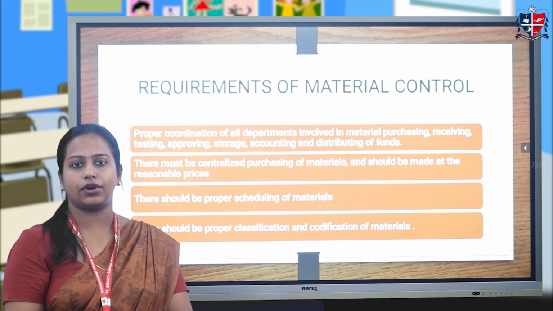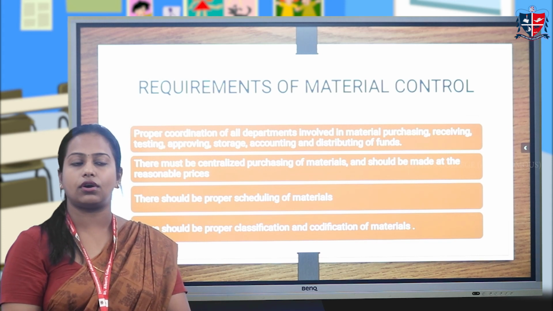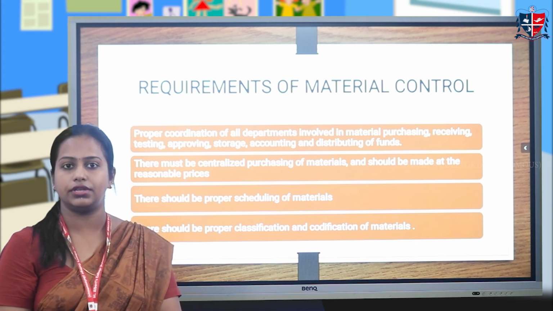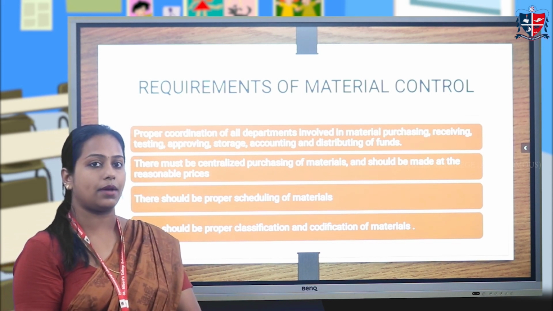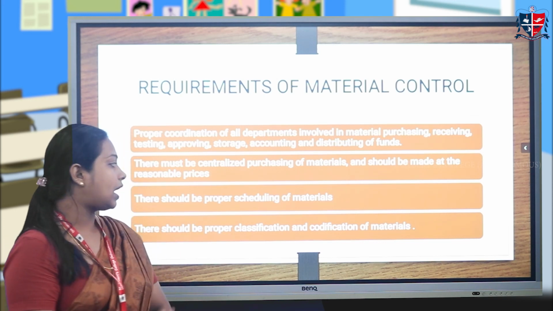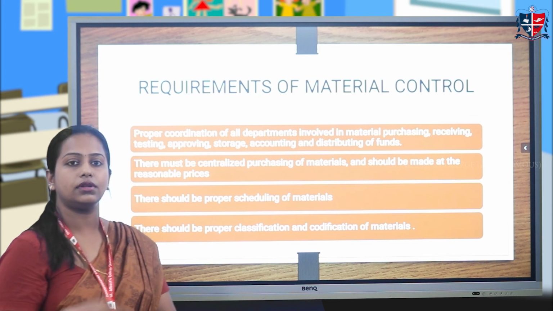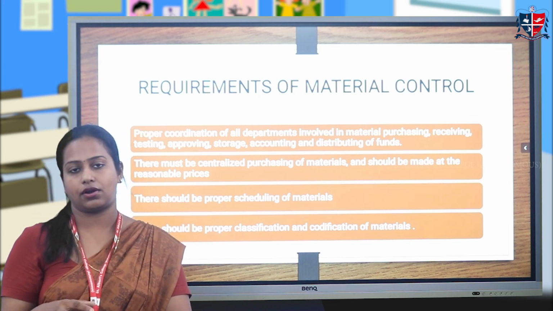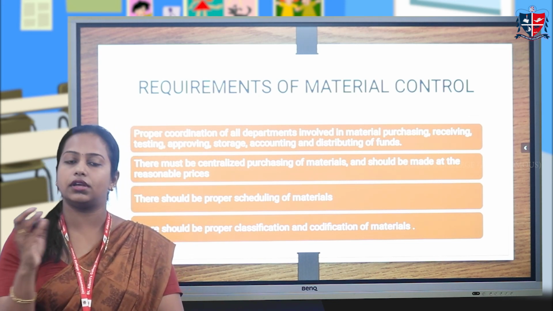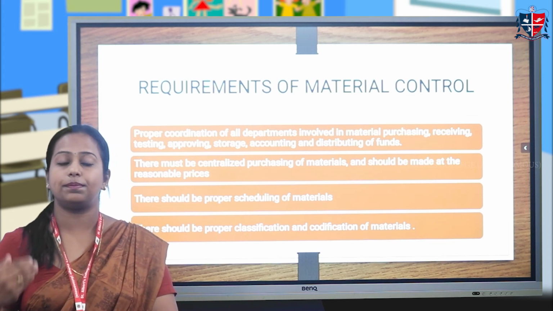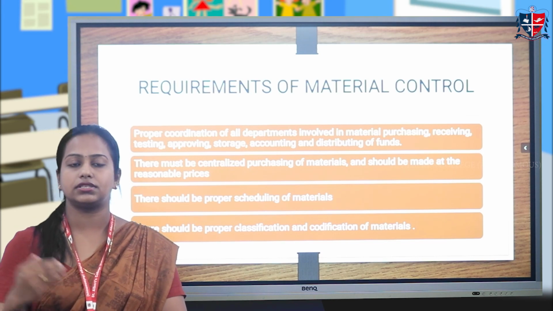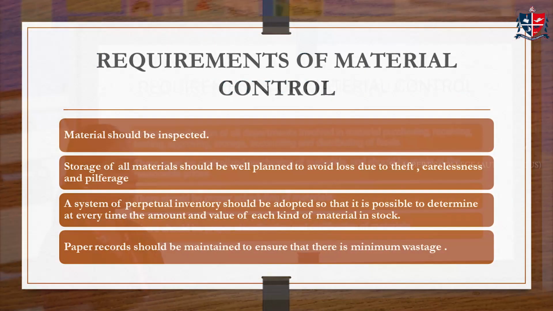So that can be avoided, so that the production is not interrupted in between. It runs continually. That is one requirement: a proper scheduling of materials. And the materials should be classified accordingly, as there will be different materials, and should be placed in such a way that they are properly utilized as well.